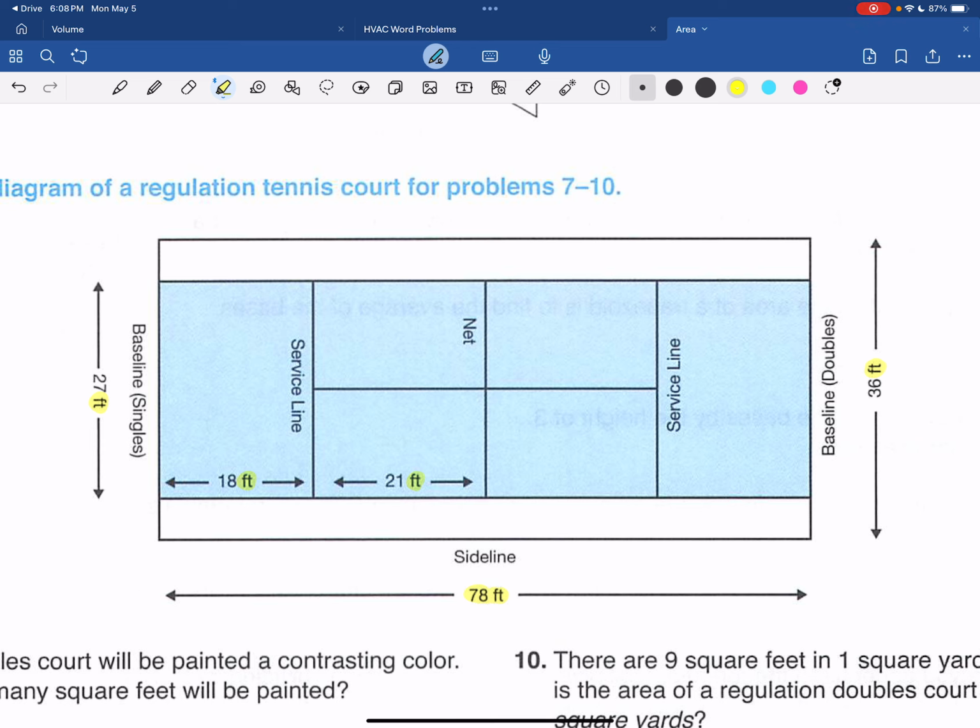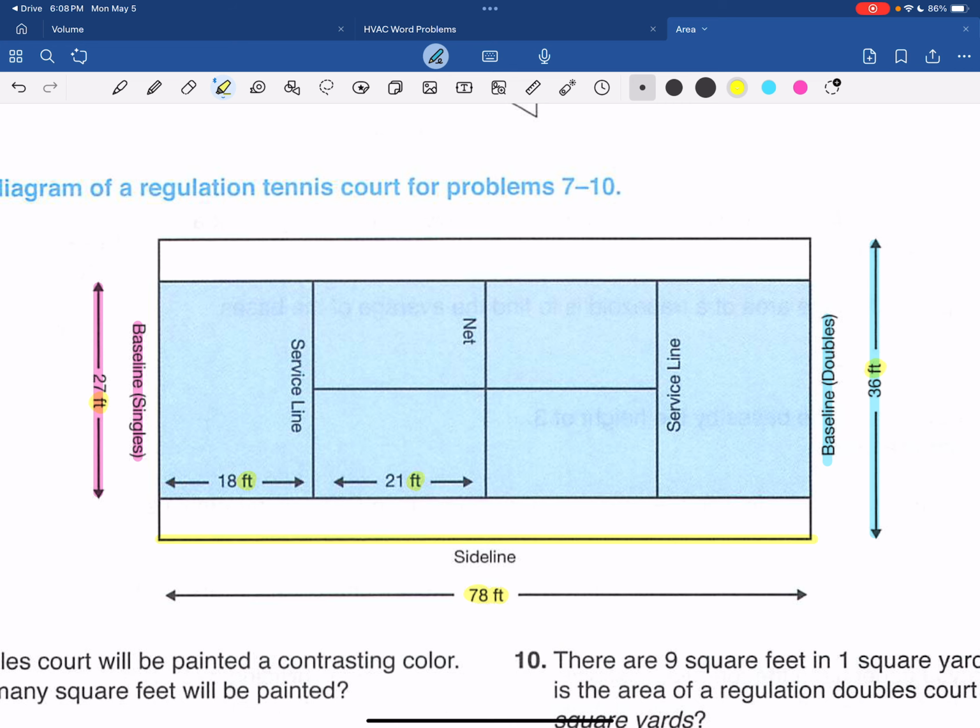I also noticed that there are two different types of courts, or not types of courts, but types of baselines. There's the singles dimension and then the doubles dimension. So the doubles baseline would be this blue one. It's wider because there are two people playing. And then the singles baseline is not as wide. So we'll have to pay very close attention to what we're being asked to find. Also, I see that the regulation sideline for both is 78 feet.